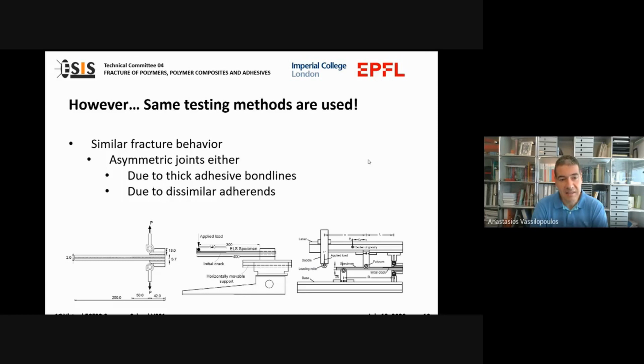Of course, the good news is that we can use the same testing methods for this type of joints. Although we have asymmetric joints due to thick adhesive bond lines or due to dissimilar adherends, the behavior of these joints is similar to the behavior of the typical fracture mechanics joints. So we have to adapt, but we can use the mode 1, mode 2, and mixed mode loading fixtures, as we've seen earlier today, for testing this type of specimens. Of course, the fixtures in this case should be scaled up, because normally the specimens that we test for structural joints are much bigger than the typical specimens described in the standards.